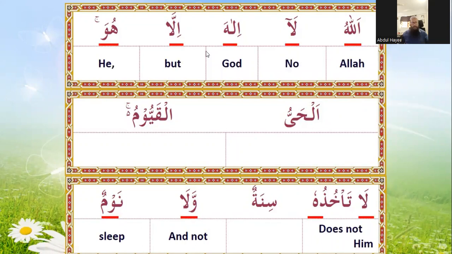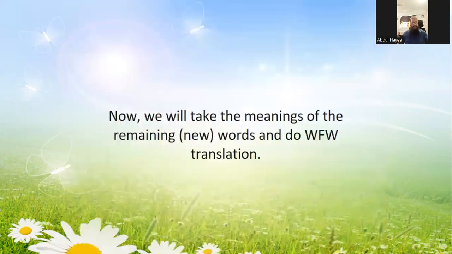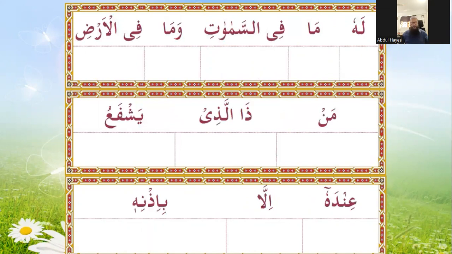Look, 5 and 4, 9. How many were not known? 2 and 1 and 1, 4. 4 were not known out of 9. It means we know more than 50% in this part. That's why, the next part of Surah Ayatul Kursi.